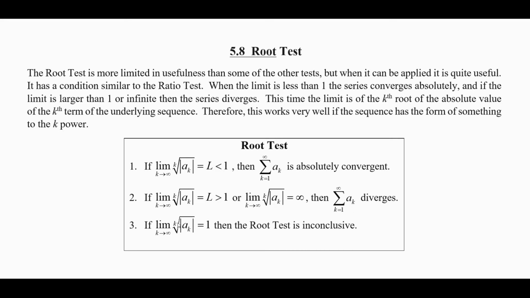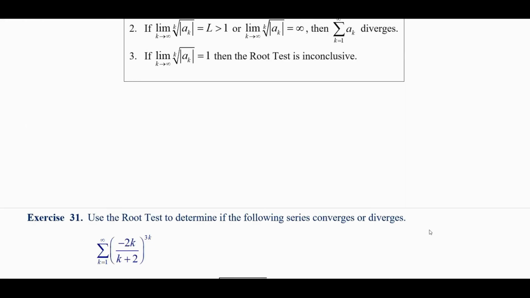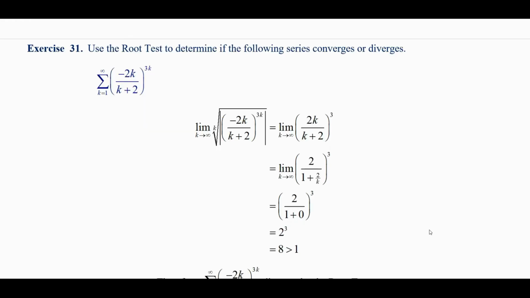If the limit of the kth root of the absolute value of a sub k is 1, then the root test is inconclusive. Just like on the ratio test, when we get a 1 there, we get an inconclusive result that doesn't tell us anything. So I'm going to do one quick example of this.